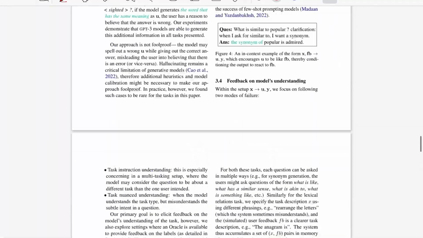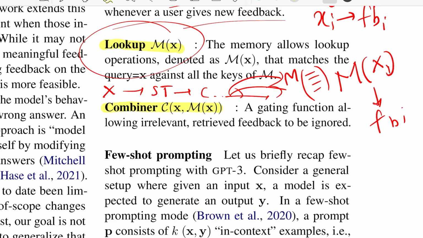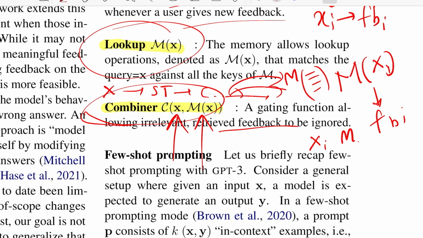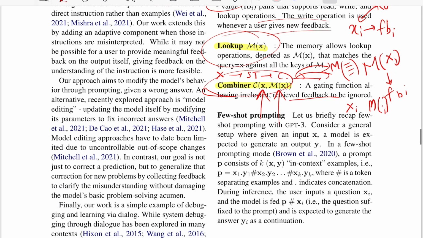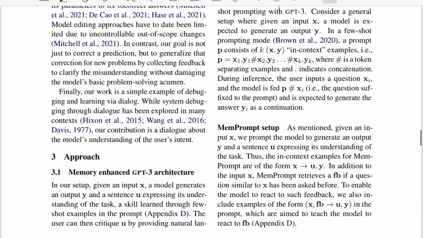Cool. So let's go back to the components. And then they finally have a function called combiner. What it takes is the original query Q and the feedback that we have retrieved against this query Q from our memory M. Now this is a gating function that allows for removing irrelevant feedback that we have retrieved. So I believe this can be as simple as putting a threshold on the final similarity that you do for your xi's and the elements of M. And again, as discussed, once you get the feedback, you essentially concatenate that with your current prompt or question and then pass it to GPT-3 for getting the answer.